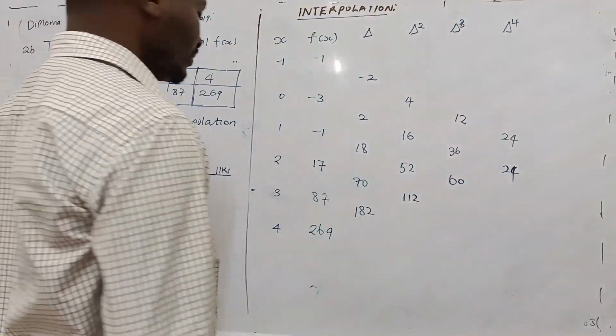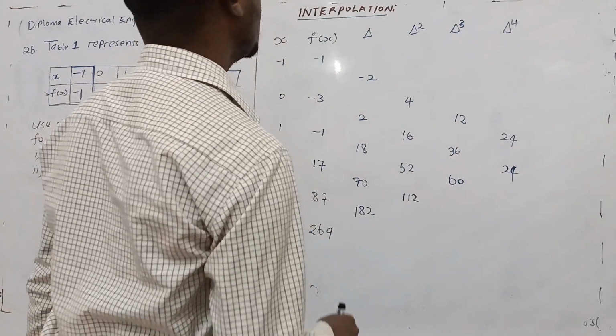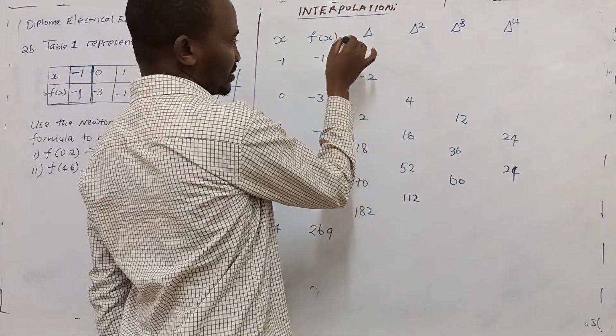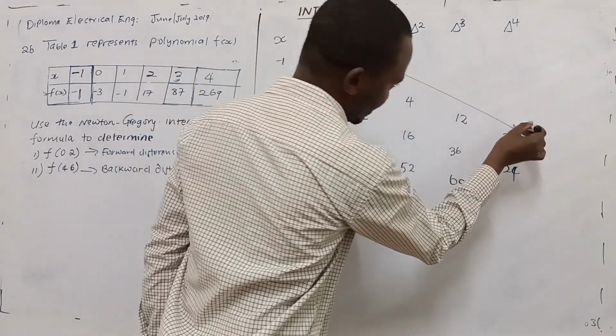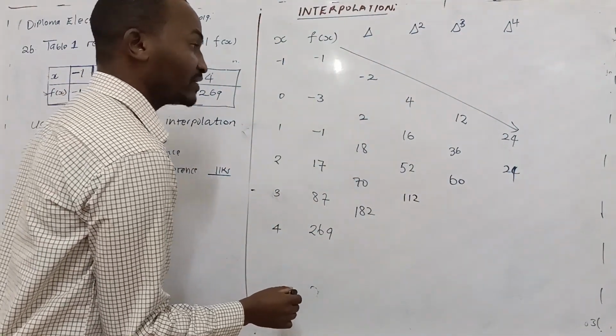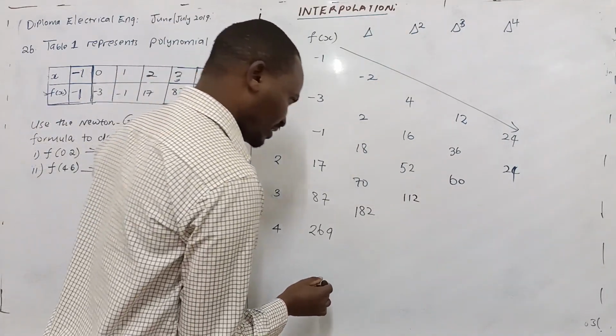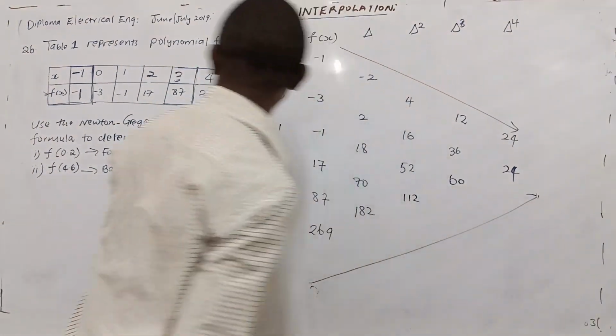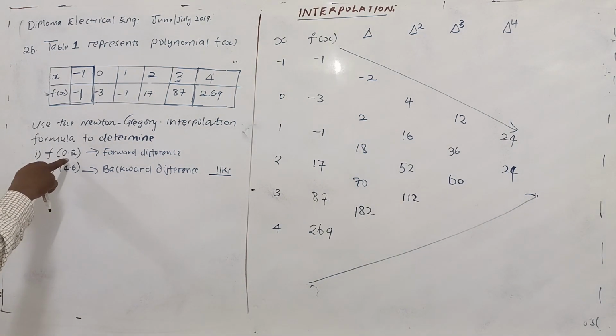Now, using the table, when you're answering a question for forward difference, go this way, take that direction. When you're answering a question for backward difference, using the backward difference interpolation formula, take these values here. So let us answer the first question here.